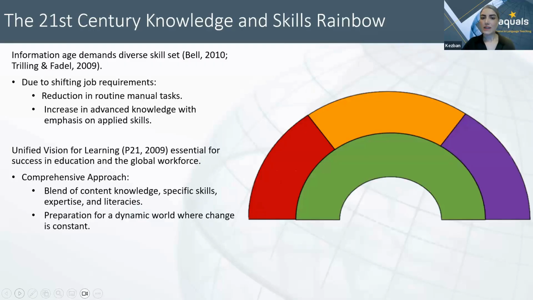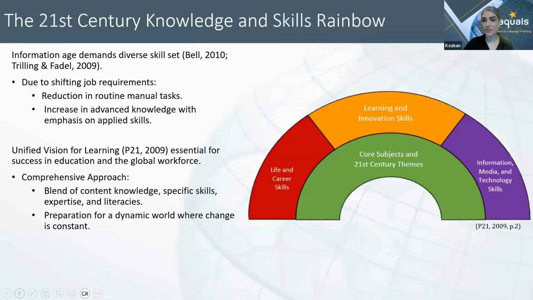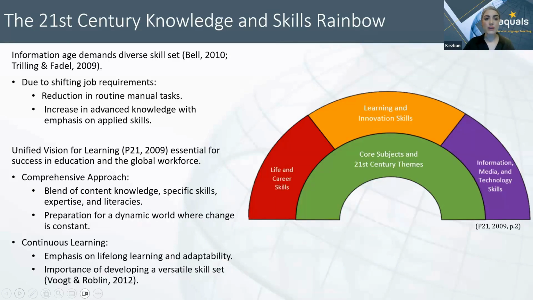The visual here represents a comprehensive approach, including content knowledge, specific skills, expertise, and literacies. This is called the 21st century knowledge and skills rainbow, including life and career skills, learning and innovation skills, information, media and technology skills, and core subjects with certain themes specific to the 21st century. It is believed that preparation for a world where change is constant, developing such skills on top of core subjects, is essential, where there is an emphasis on life learning and adaptability.